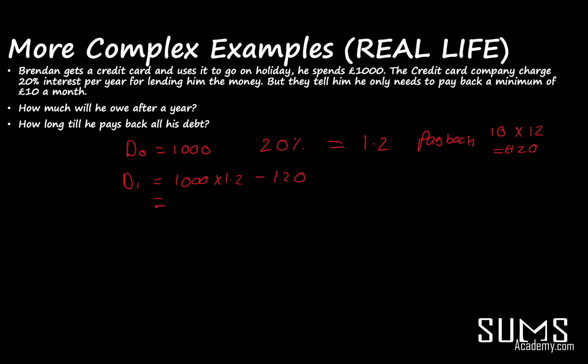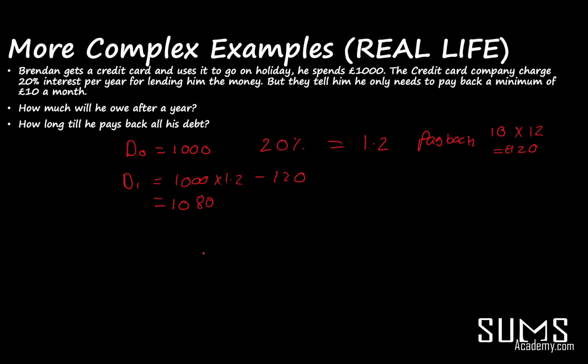So if I put this in the calculator, how much do I owe? Well, let's have a look. 1,000, just do this yourself so you can see. 1,080 pounds. Hang on a sec. That's more than I borrowed originally. Somehow I owe more money even though I've paid back 120 pounds. How does this work?